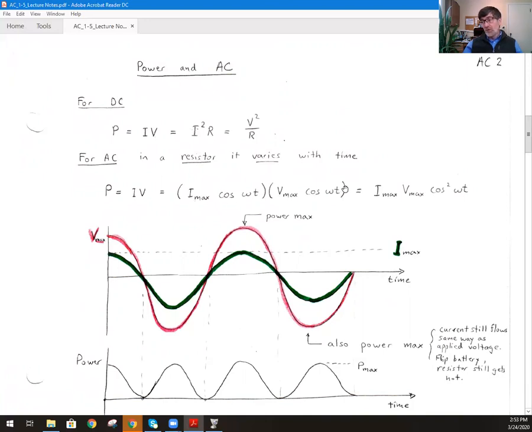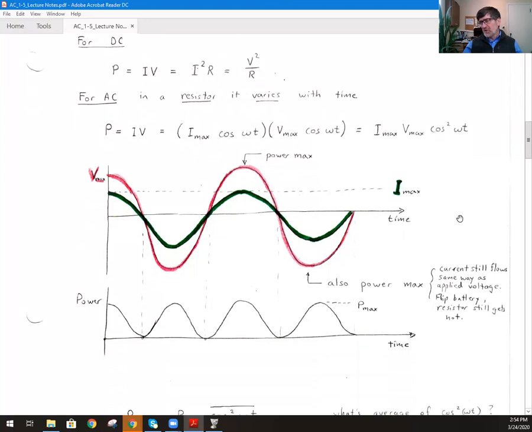And you could rearrange this expression. I've just simply substituted in I and V. They each are varying with time. And so now you've got I max times V max times cosine squared of omega t, because both of these are varying by a cosine factor. You end up with cosine squared. That has an interesting effect.